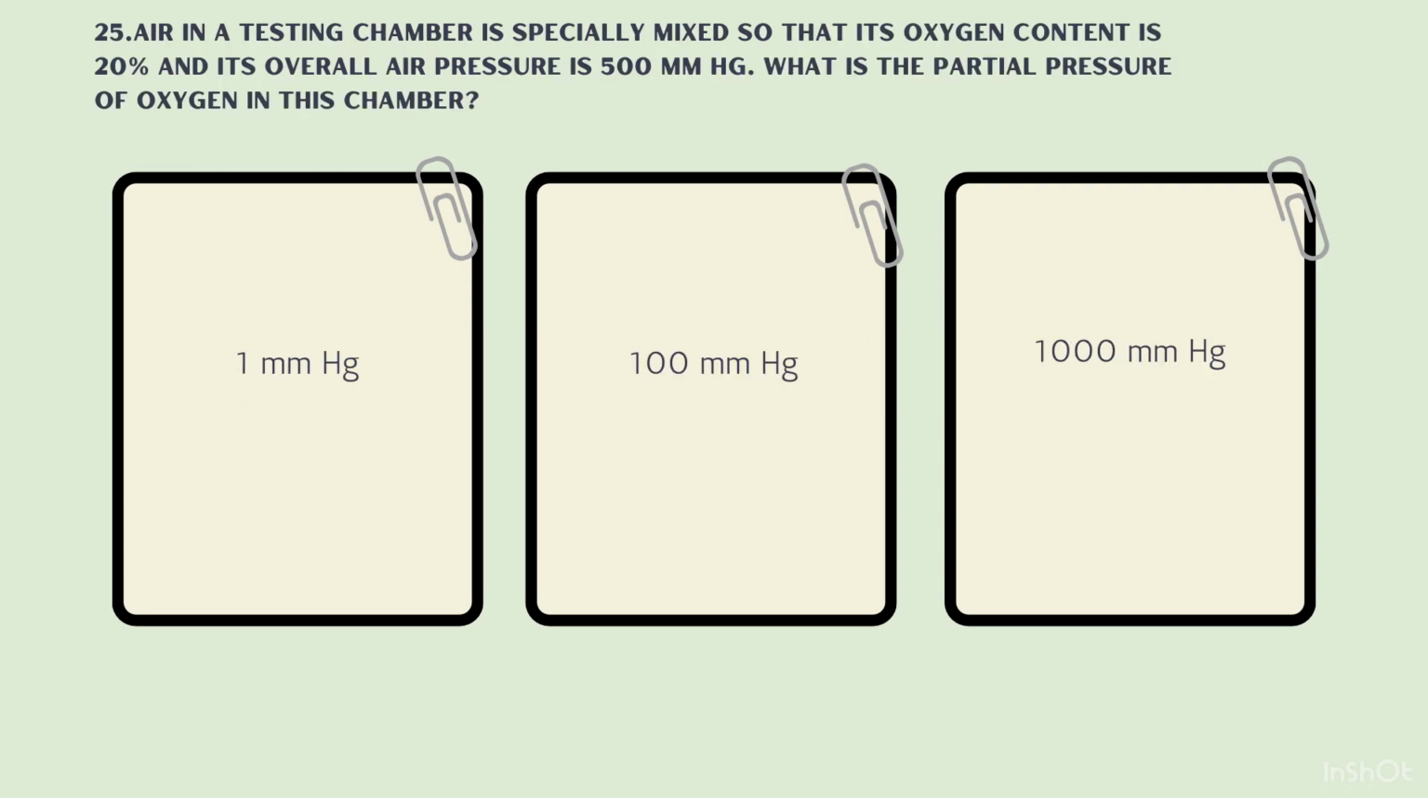25. Air in a testing chamber is specially mixed so that its oxygen content is 20% and its overall air pressure is 500 mmHg. What is the partial pressure of oxygen in this chamber? This is going to be 100 mmHg. If you have questions about that, leave them in the comments.